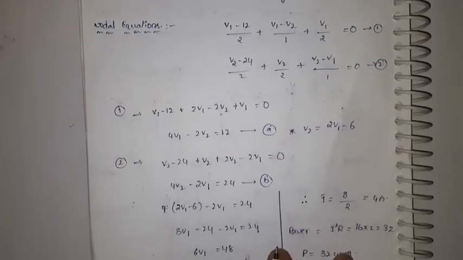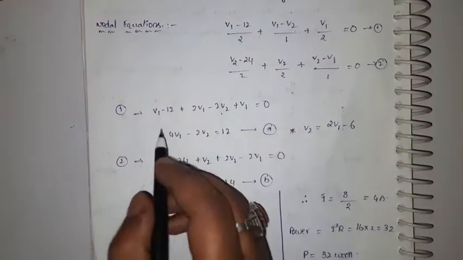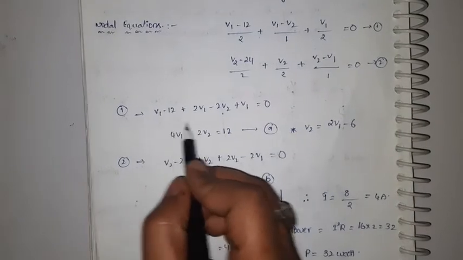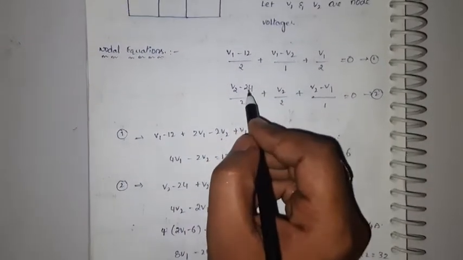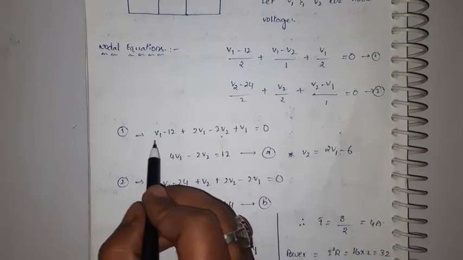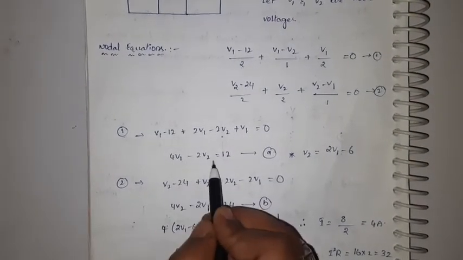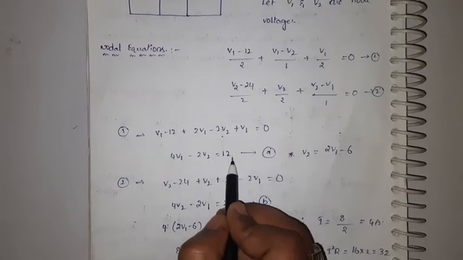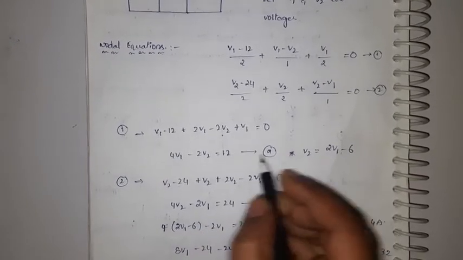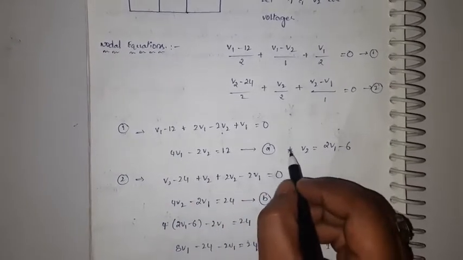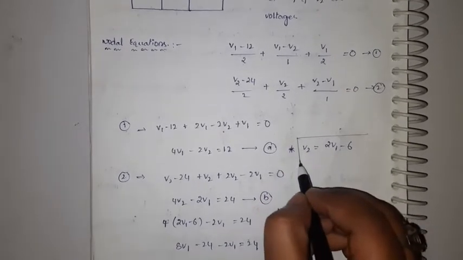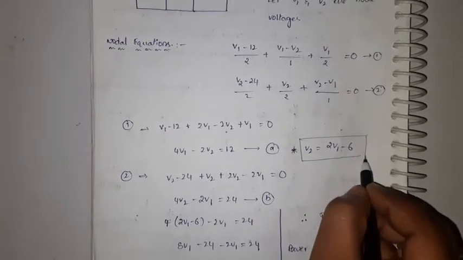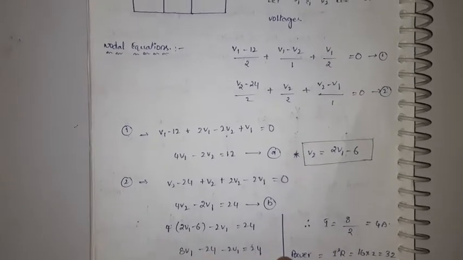Let us simplify equation 1. If we take the LCM, 2 is the LCM. So equation 1 becomes 4V1 minus 2V2 equal to 12. Let us call it A. When we simplify for V2, V2 equals 2V1 minus 6. This is V2.